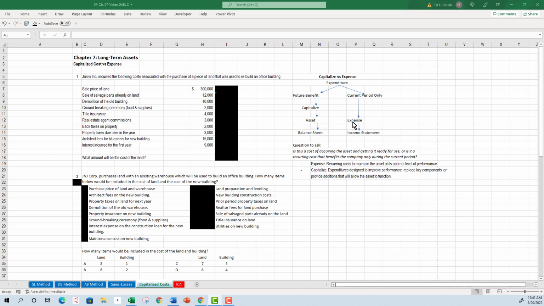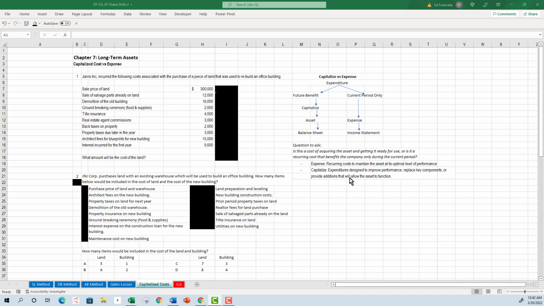The key question to ask is: is this a cost of acquiring the asset and getting it ready for use, or is it a recurring cost that benefits the company only during the current period? It's an expense if it's a recurring cost to maintain the asset at its optimal level of performance. On the other hand, we'll capitalize it if the expenditure is designed to improve performance, replace key components, or provide additions that will allow the asset to function.